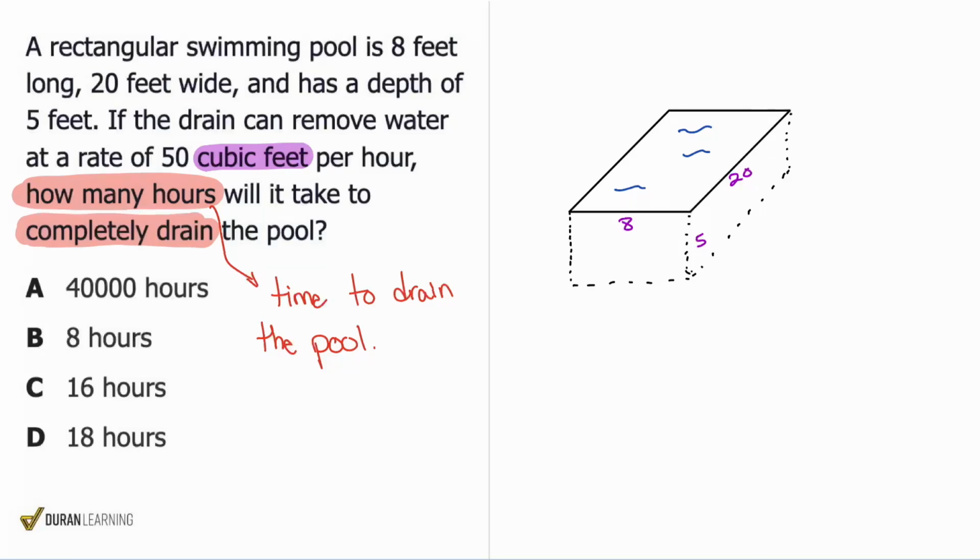So I can tell you right now with a high degree of confidence that 50 cubic feet per hour is how much volume we're removing per hour. Everyone, does that make any sort of sense when I say, hey, look, cubic feet is volume? So if we're removing 50 cubic feet per hour, that means that's how much volume we're taking out every hour.